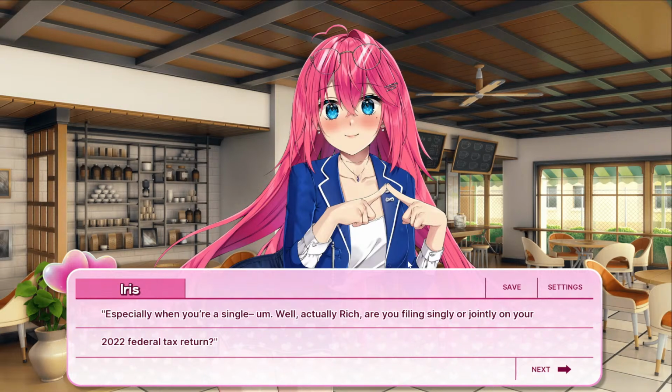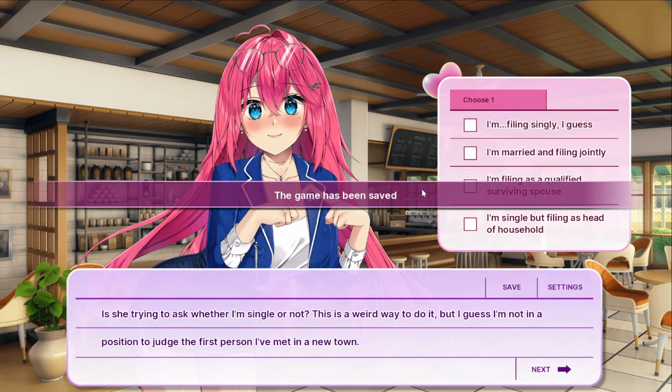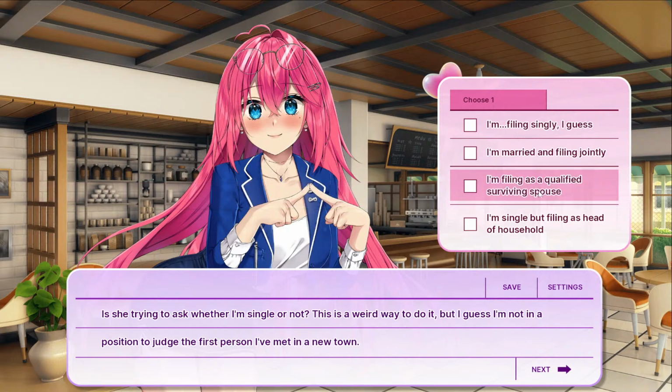Well, actually, Rich, filing singly or jointly on your... Oh my god, is this a... Imagine I said, no, I'm married. Okay, why are you going on a date with... Oh wait, let's say we're married. Okay, let's save it here. I'm married and filing jointly. Surviving spouse. I'm single but filing as the head of a household.